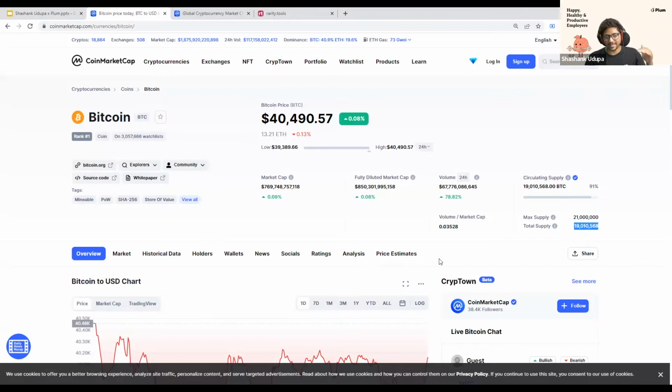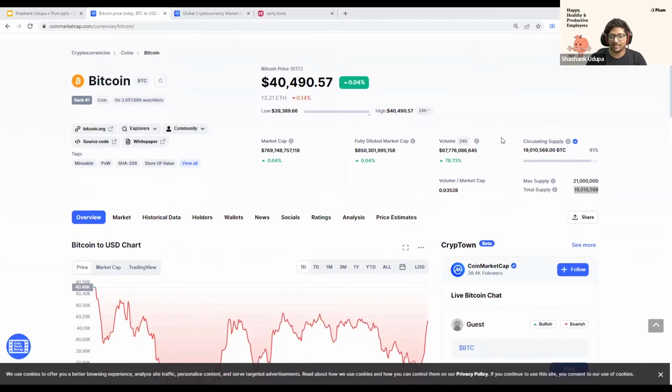Got it? Any questions, guys, please keep putting them. I'm going to take them as we go as well, right? It's almost done, then I'll open the round for questions. So this is how it looks. So it's very important to look at circulating supply.